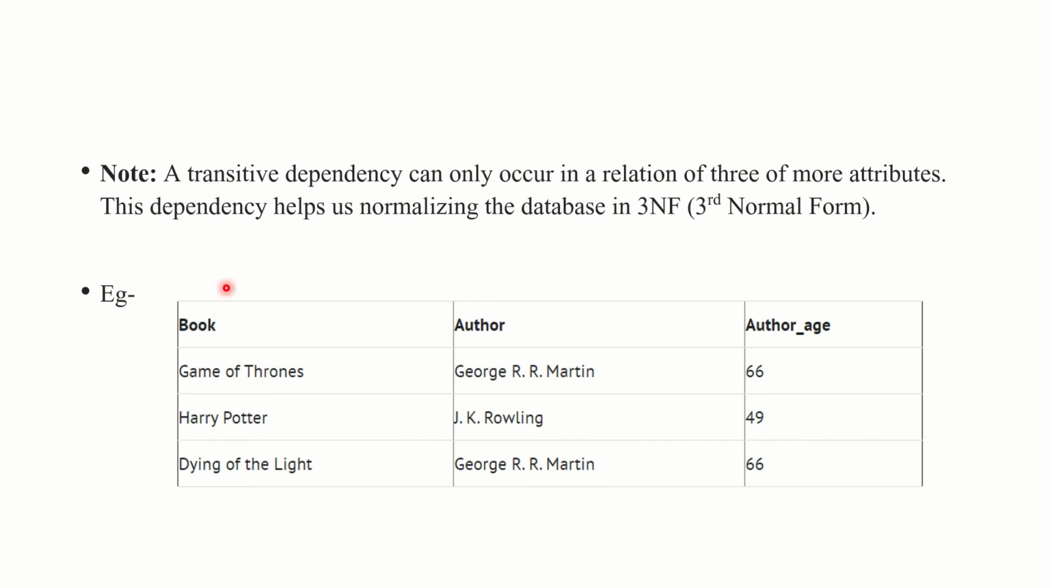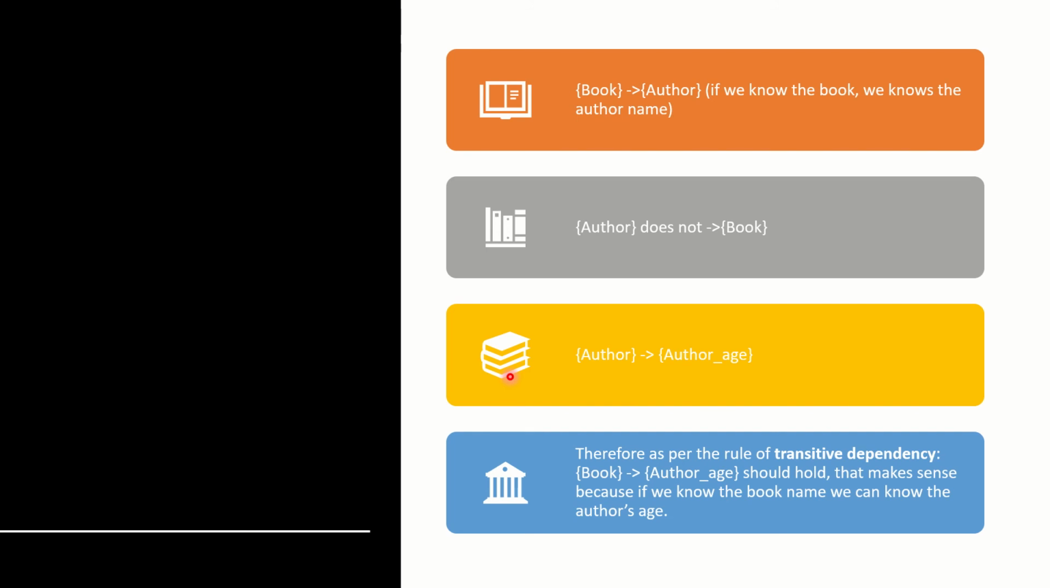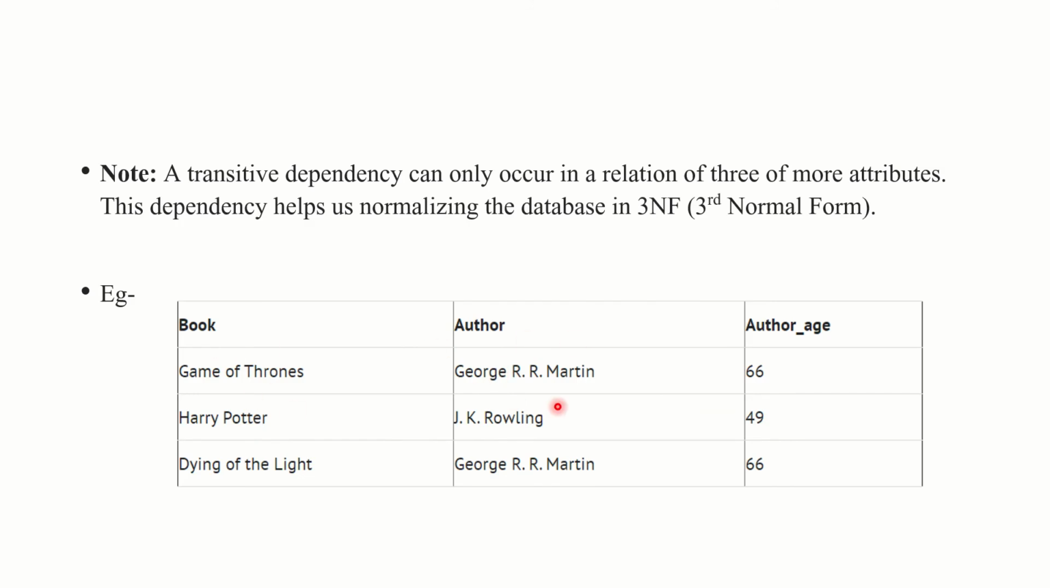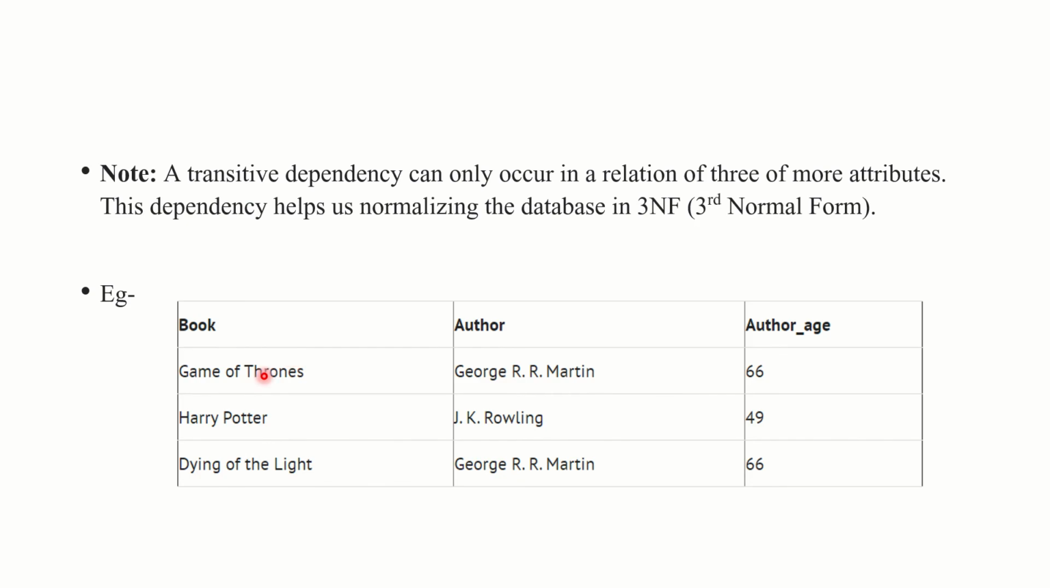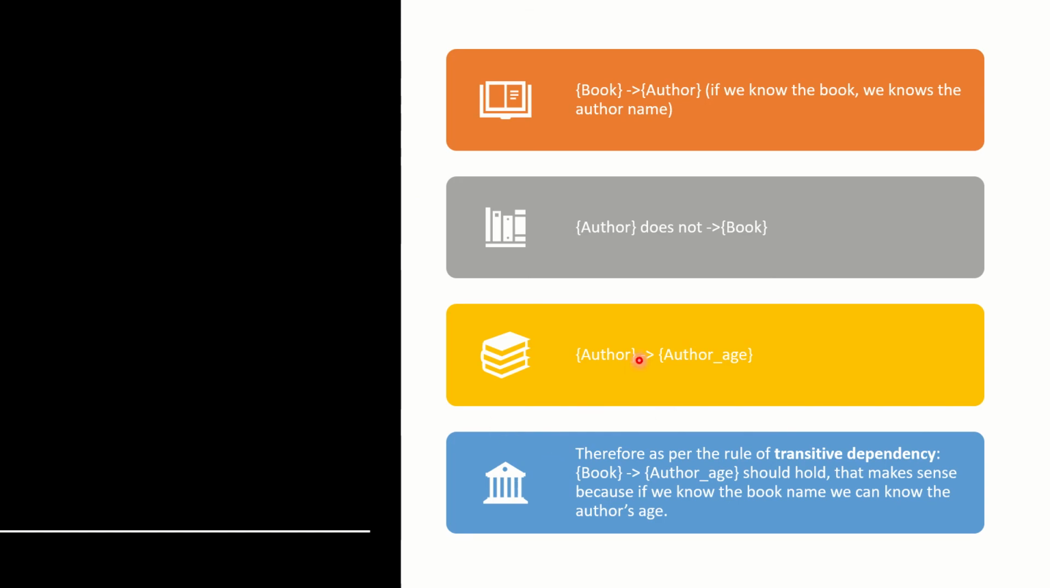So we can see this example. Here, book implies author. That was the first one. That means if you know the book, you can know the author. If Game of Thrones, the author is George R.R. Martin. And the next one is author does not imply book. And the third one is author implies author age. That is, if you know the author, then we can identify the author age.